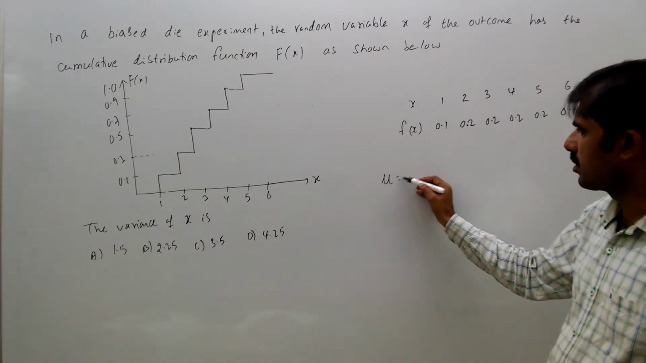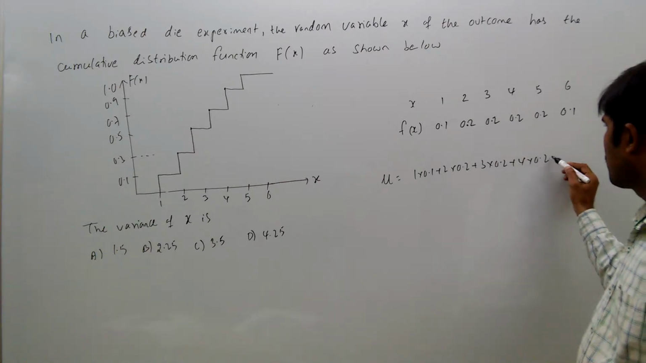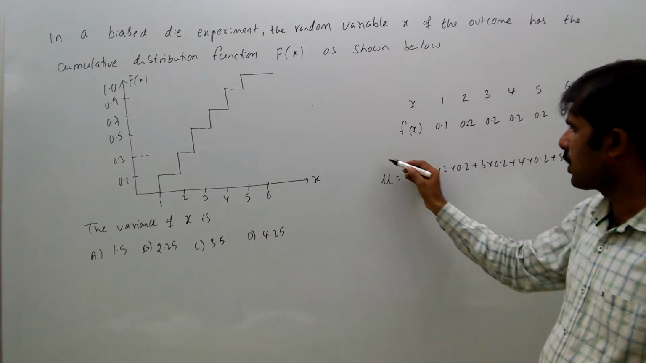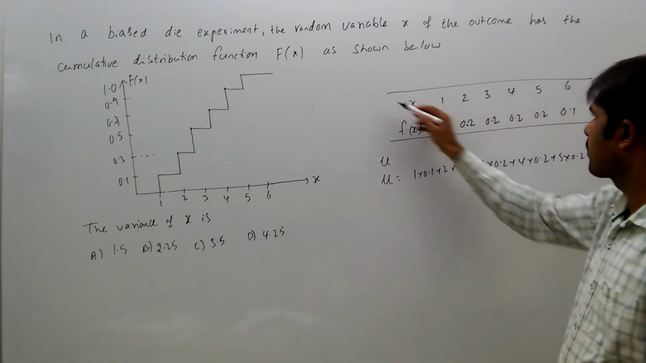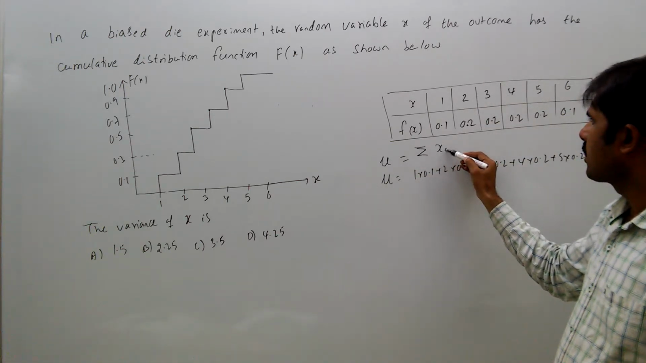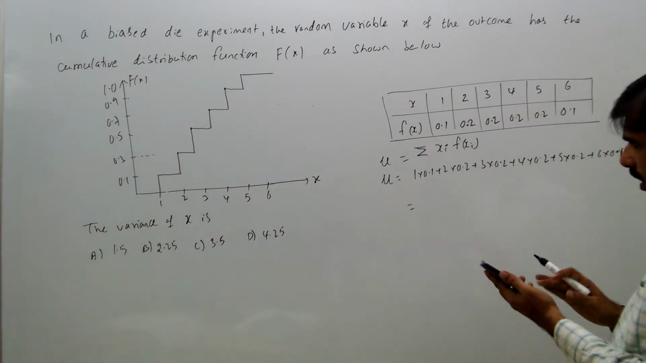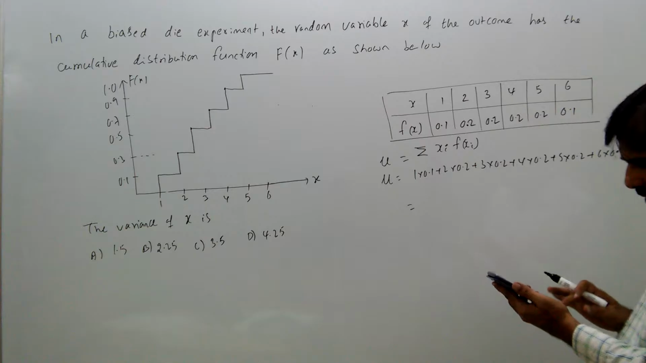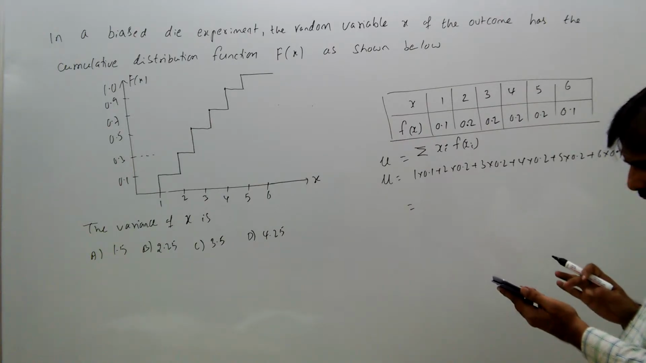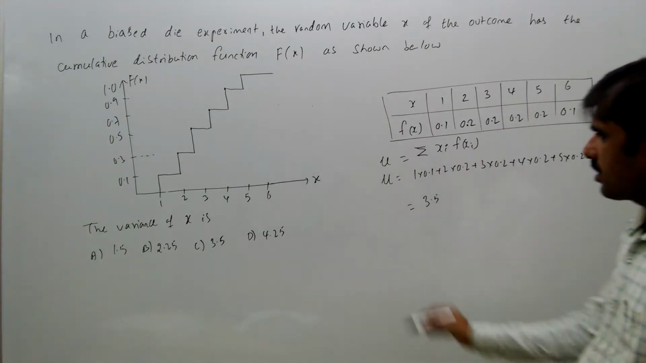So now, what is the mean? Mean equal to 1 into 0.1 plus 2 into 0.2 plus 3 into 0.2 plus 4 into 0.2 plus 5 into 0.2 plus 6 into 0.1. That is the mean. So mean formula we know: sigma of xi into f of xi. So that equal to 1 into 0.1 plus 2 into 0.2 plus 3 into 0.2 plus 4 into 0.2 plus 5 into 0.2 plus 6 into 0.1. So mean is 3.5. Next, variance.